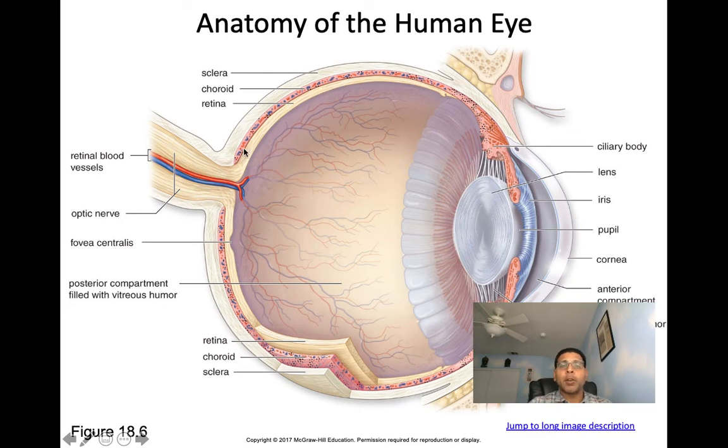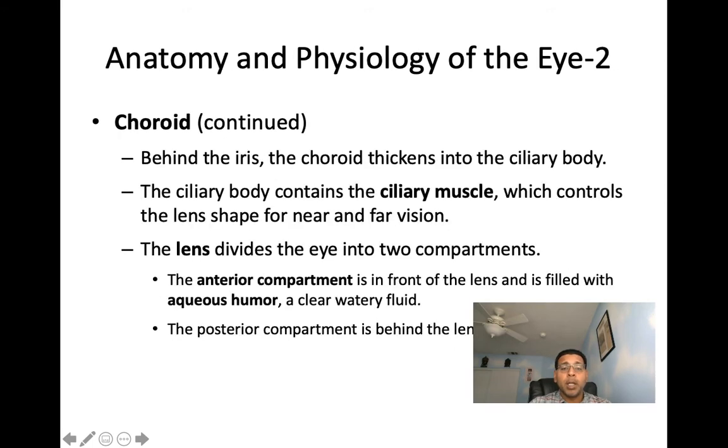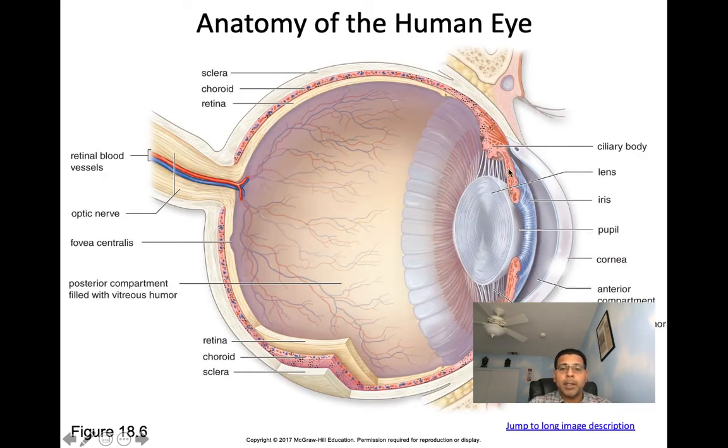Next then, let's move to the choroid. So here we can appreciate the choroid, the second layer. The choroid is going to make its way towards the front where it will become the ciliary body, and then it continues even further to become the donut-shaped iris, which we'll see is going to give color to the eye. That's the actual visible colored part of the eye. So the iris, I want you to know, also contains smooth muscle, and the smooth muscle is going to be involved in helping to control the size of the pupil. So let's look at that right inside of here.